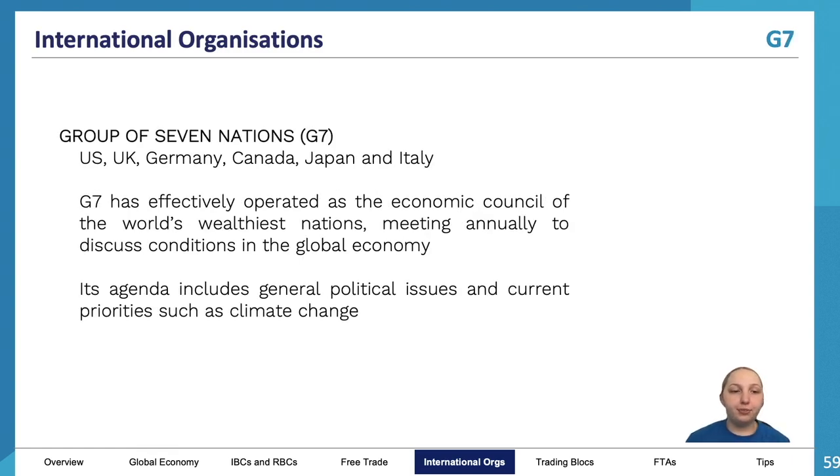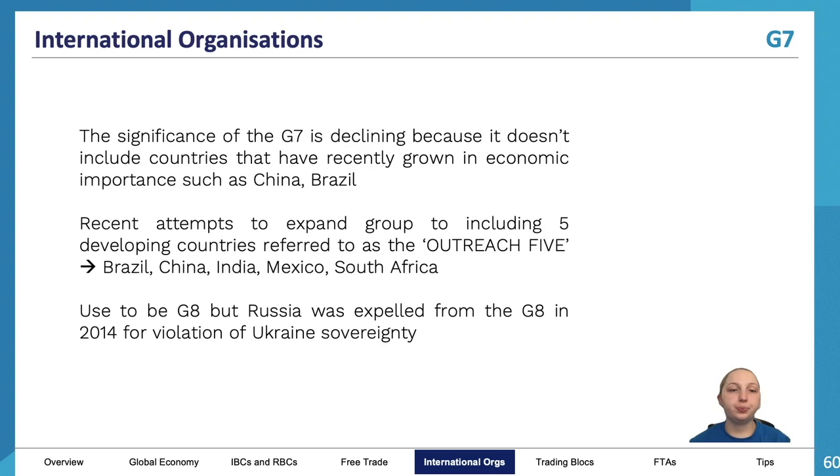So final few things we'll talk about the G7 and the G20 in terms of international organizations. Your G7 is the US, the UK, Germany, Canada, Japan, and Italy. You may notice that's actually only 6 economies because there was one economy that was removed from the G7. So the G7 has effectively operated as the economic council of the world's wealthiest nations. They meet annually to discuss conditions in the global economy, and its agenda includes political issues as well as current priorities such as climate change as well.